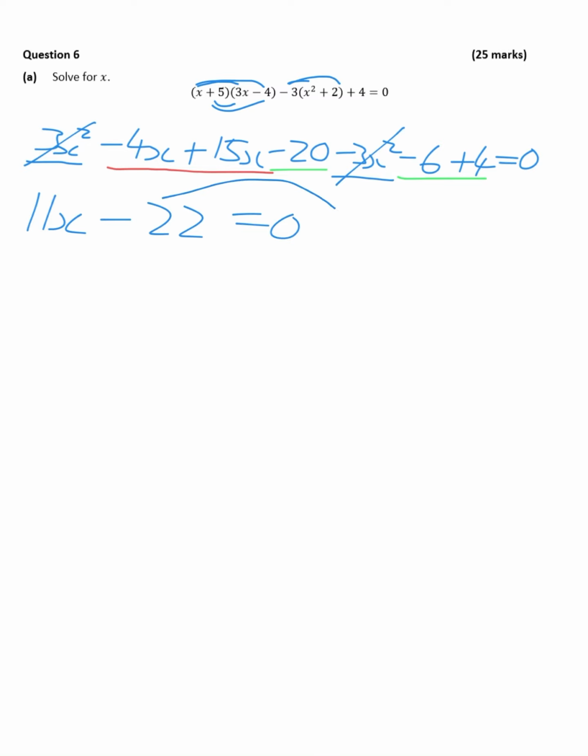Now bring the minus 22 to the other side, it becomes plus 22. So now we have 11x equal to 22. x now equals 22 divided by 11, so x equals 2.